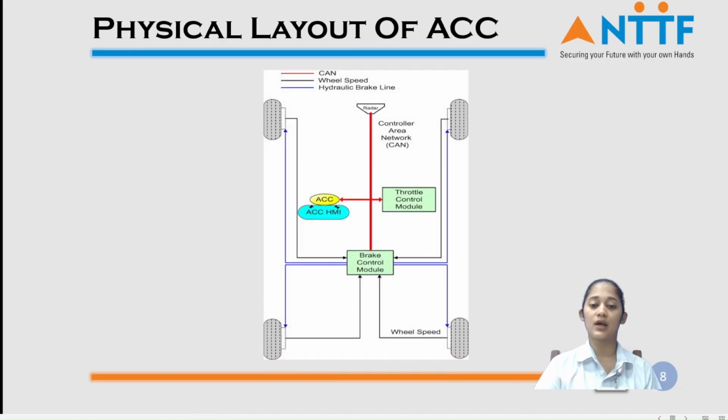This is the physical layout of ACC. As you can see, the blue line represents the hydraulic brake line, black represents wheel speed, and the red one is CAN, mainly the controller area network.